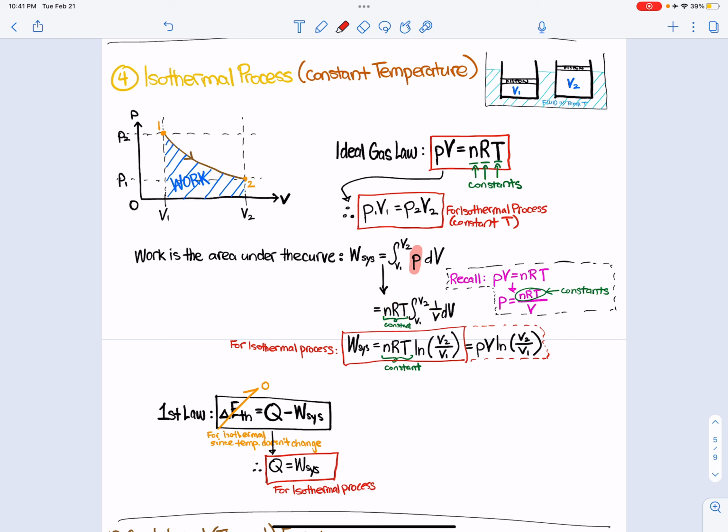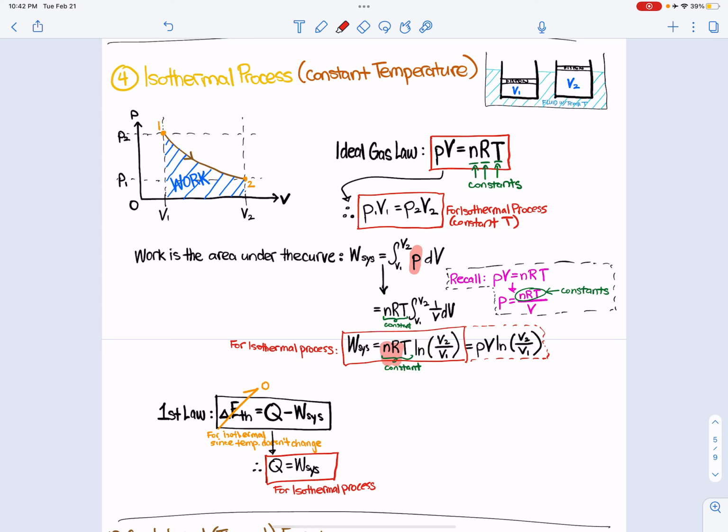And what is the integral of 1 over x? It's ln of x. So in this case, the equation becomes: work done by the system is equal to nRT, the constant, times ln of V2 over V1. So the work done by the system for an isothermal process is equal to nRT times the natural log of V2 over V1.